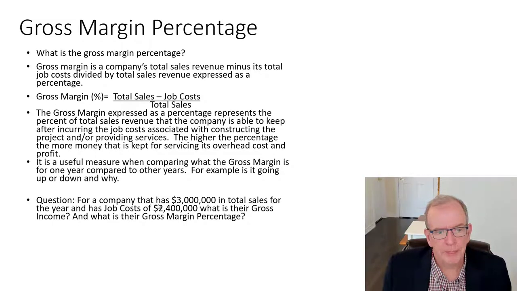So if we have a company that has $3 million in total sales for the year and has job costs of $2,400,000, what is their gross income and what is their gross margin percentage? So now you know what their sales are, you know what their job costs are, what is their gross income, and what is their gross margin percentage.